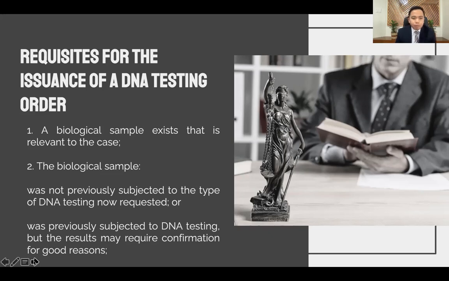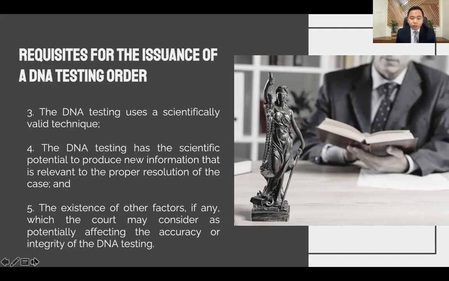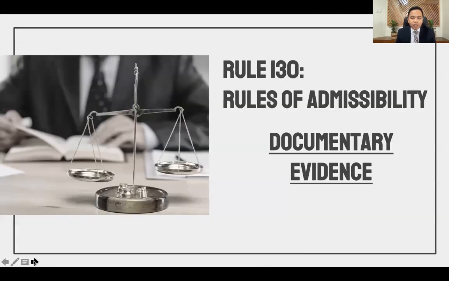DNA testing. Number two, the biological sample was not previously subjected to the type of DNA testing now requested, or it was previously subjected to DNA testing, but the results may require confirmation for good reasons. Third, the DNA testing uses a scientifically valid technique. Fourth, the DNA testing has the scientific potential to produce new information that is relevant to the proper resolution of the case. And number five, the existence of other factors, if any, which the court may consider as potentially affecting the accuracy or integrity of the DNA testing.